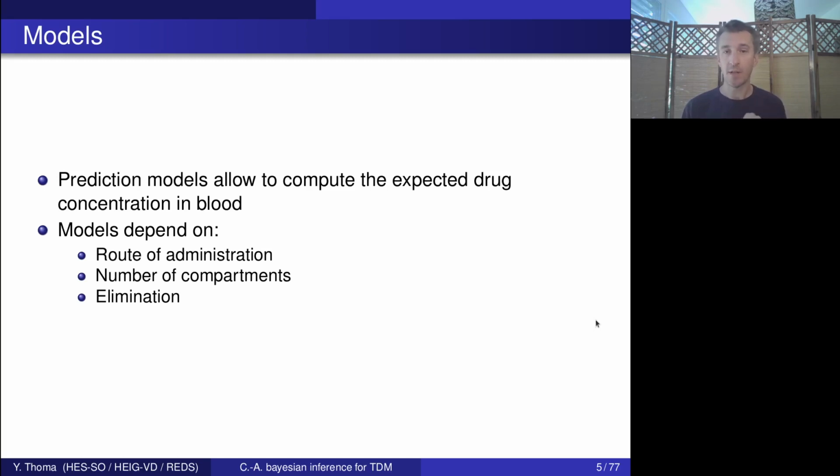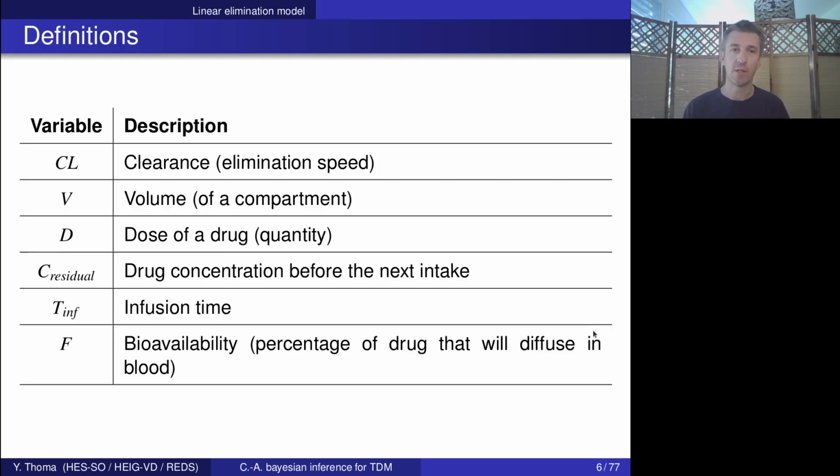And so for these models, every drug is a bit different. And basically, this model will depend on three main parts, which is the route of administration. Is it an oral dose? Is it a bolus or an intravenous drip? What are the number of compartments? Because the idea is to represent the body as some compartments. And then how the body will eliminate a specific drug. And it will really be different for each of the drugs.